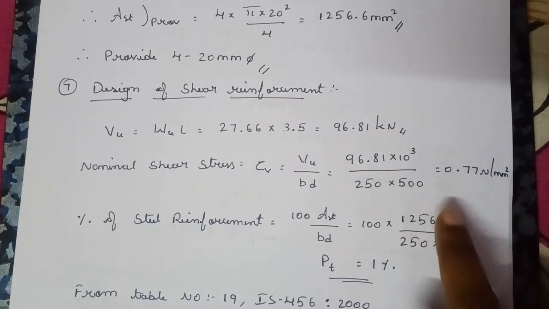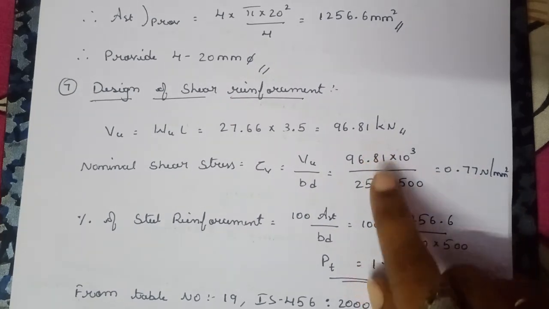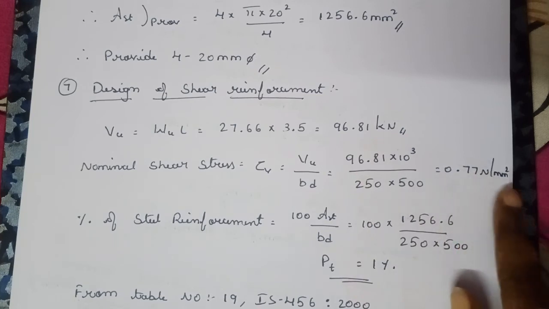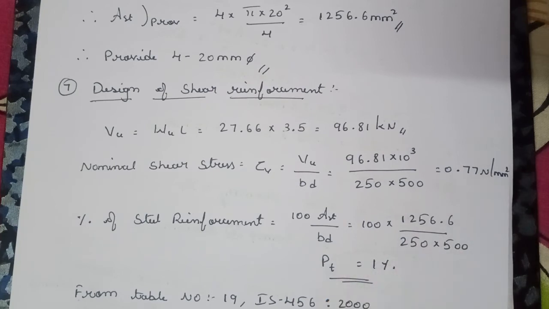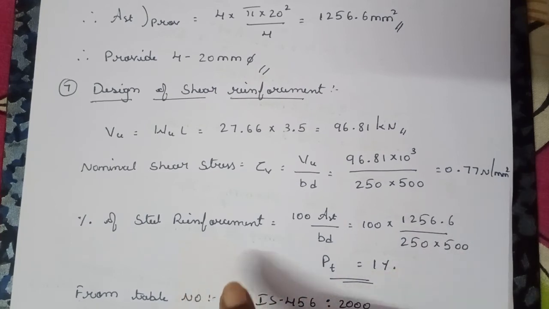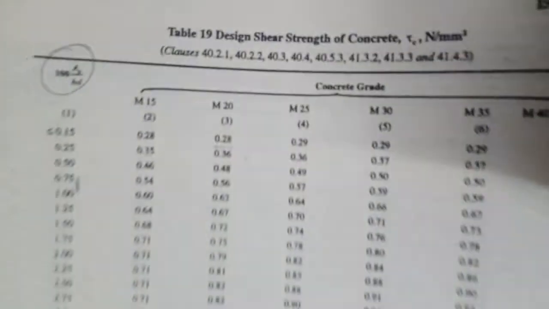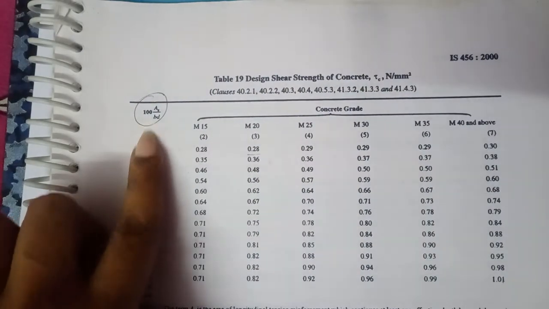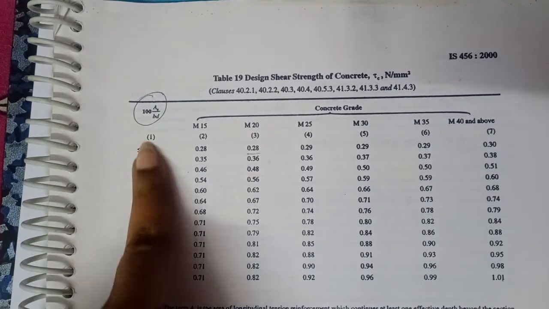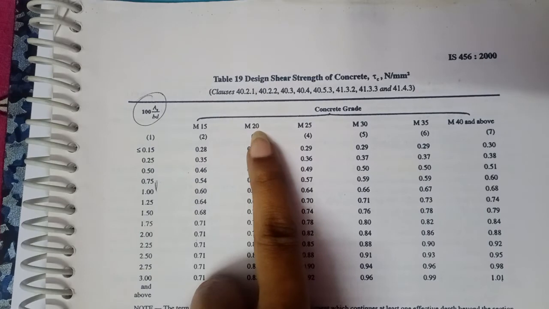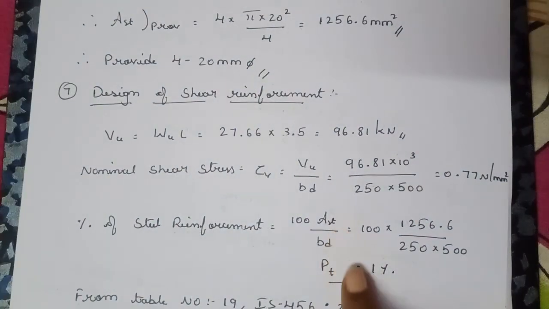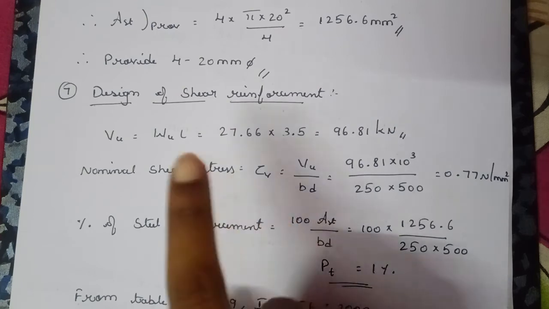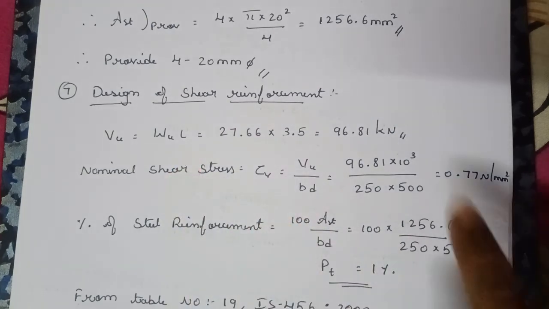That means for our shear force of 96, we are getting the stress as 0.77 Newton per mm square. So what does our codal provision say, we'll see that. First, the codal provision is this table, right? So first we need to calculate 100 AST by BD because we wanted this one. This we have already given in the question as M20. Here you need to calculate 100 AST by BD. AST is nothing but whatever AST provided is there, no? We calculated that AST, you need to take here.